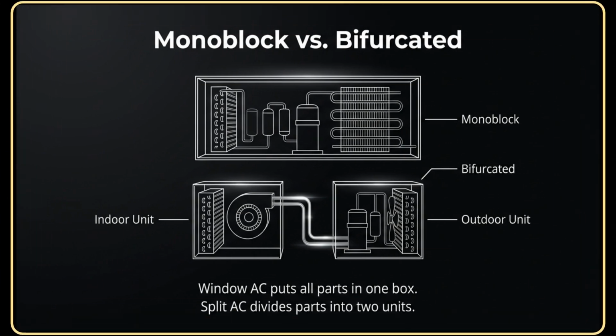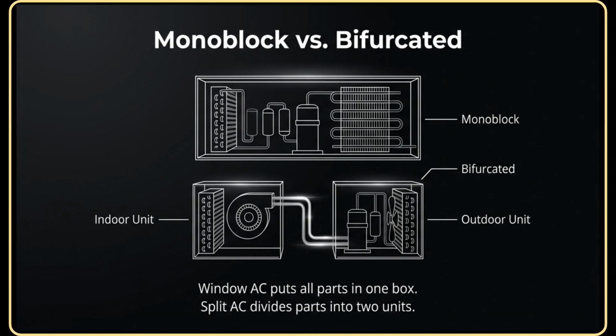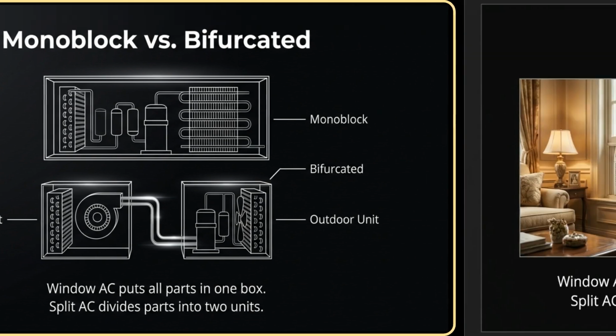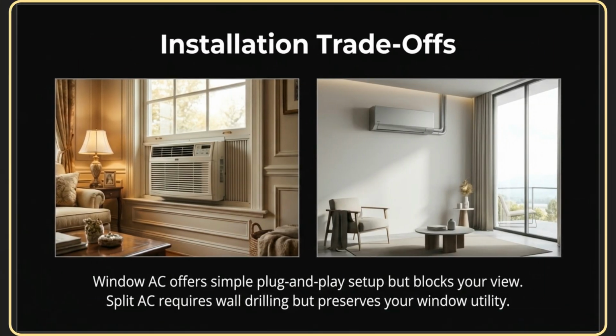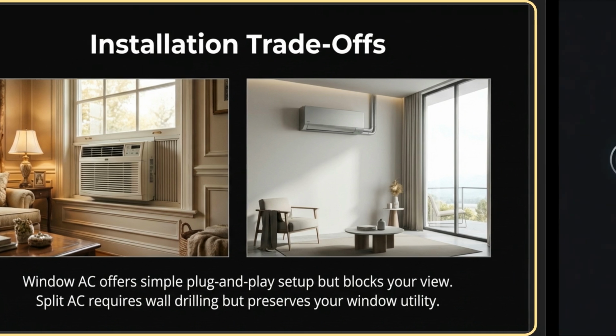The core difference lies in their design. Window ACs are monoblocks, with all parts in one unit. Split ACs are bifurcated, separating the indoor unit from the outdoor compressor unit. Window ACs offer a simple plug-and-play installation, but block your window view. Split ACs require wall drilling but preserve your window utility and are generally more discreet.